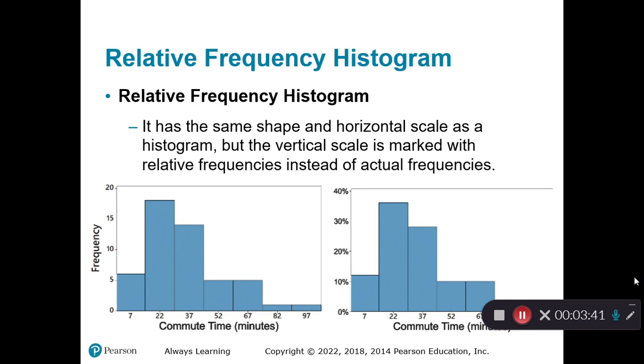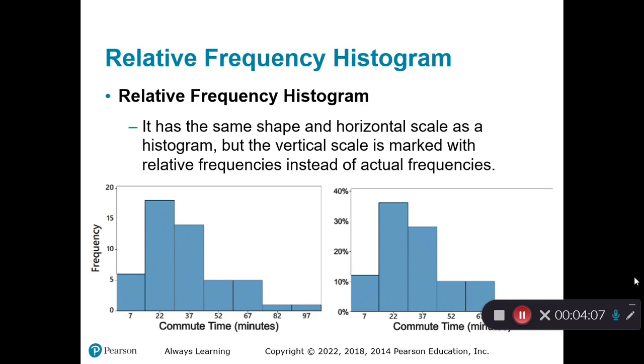Notice that the height of the bars in that first histogram correspond directly to those frequencies, to those counts. The first class, if you look back at the frequency table, had a frequency of 6. The second class had a frequency of 18, and so on. So again, the heights of the histogram bars are determined by the frequencies or those counts for the different classes.